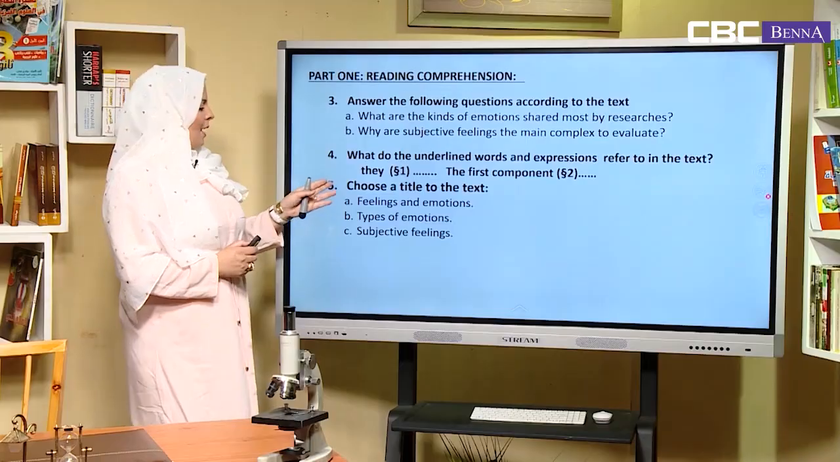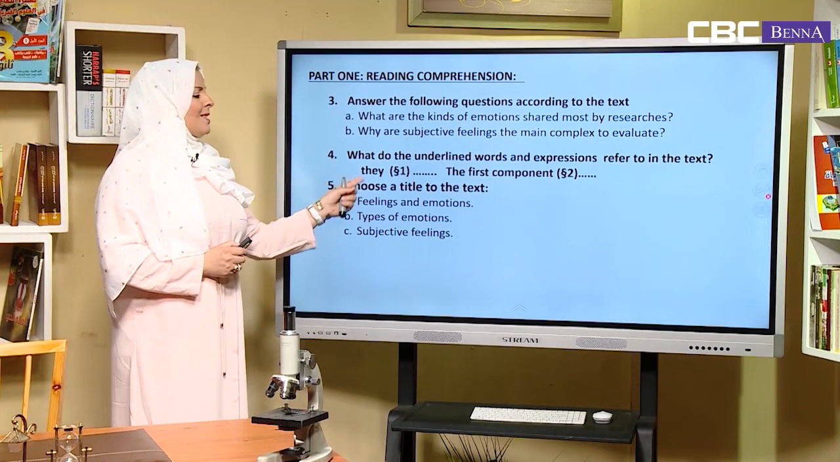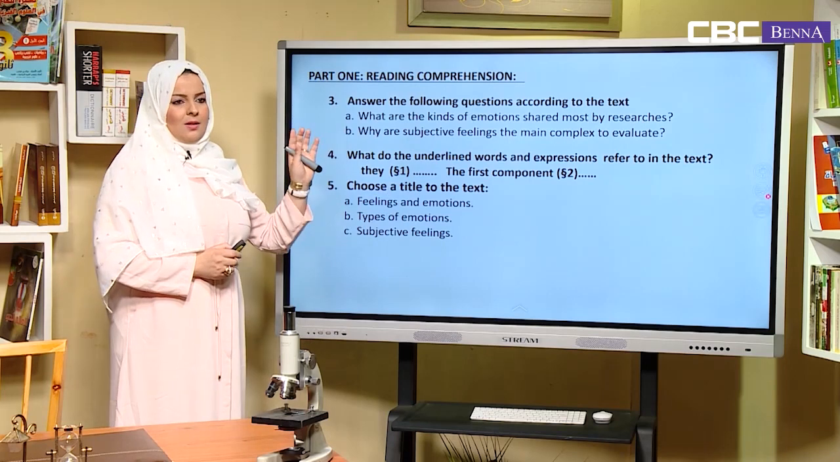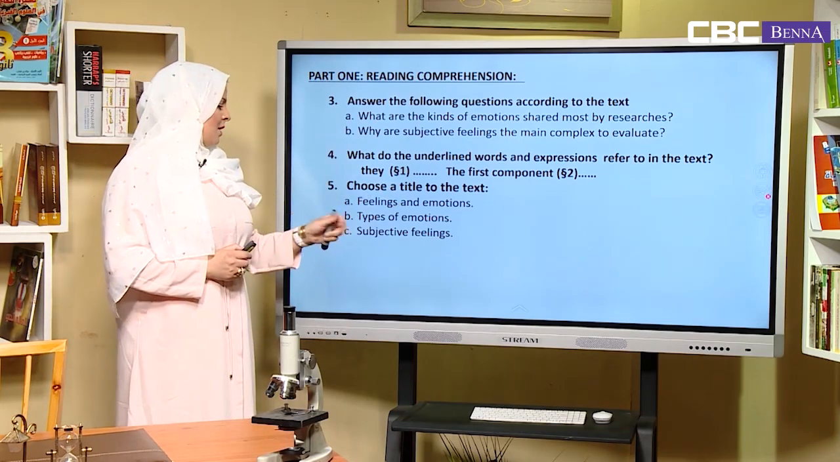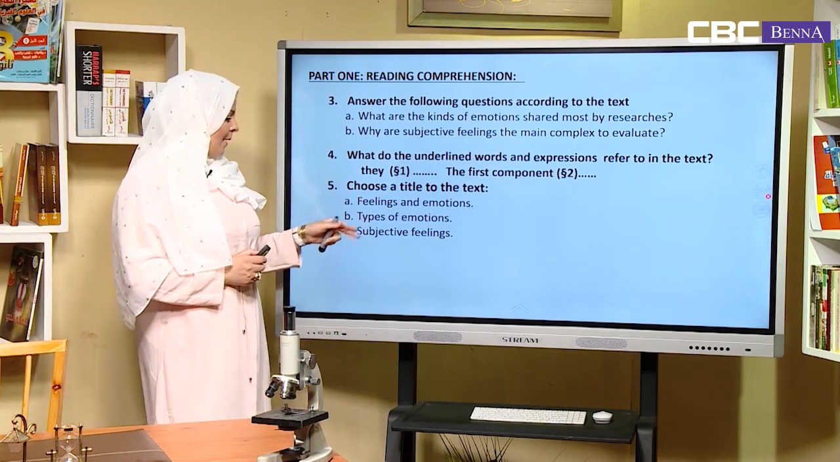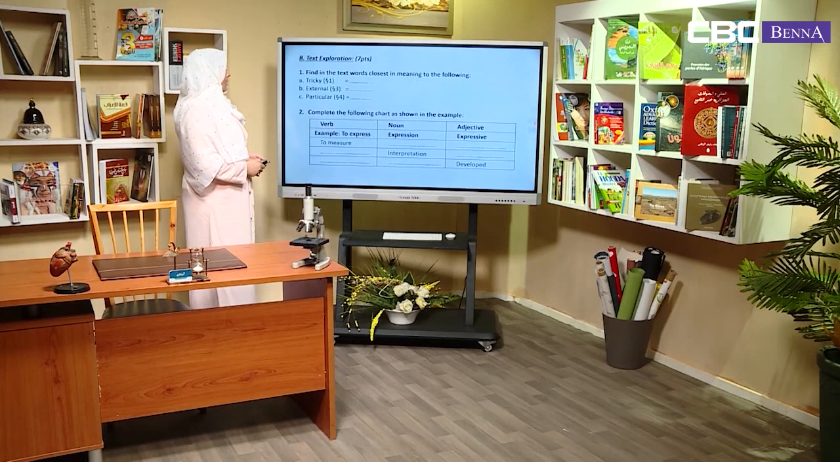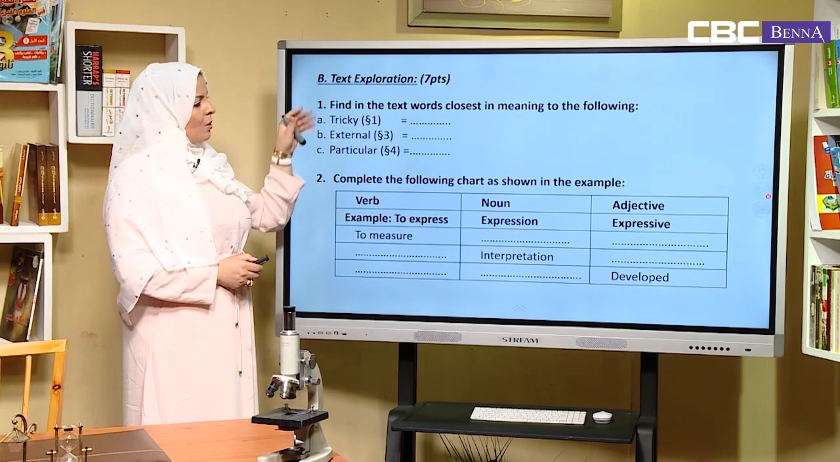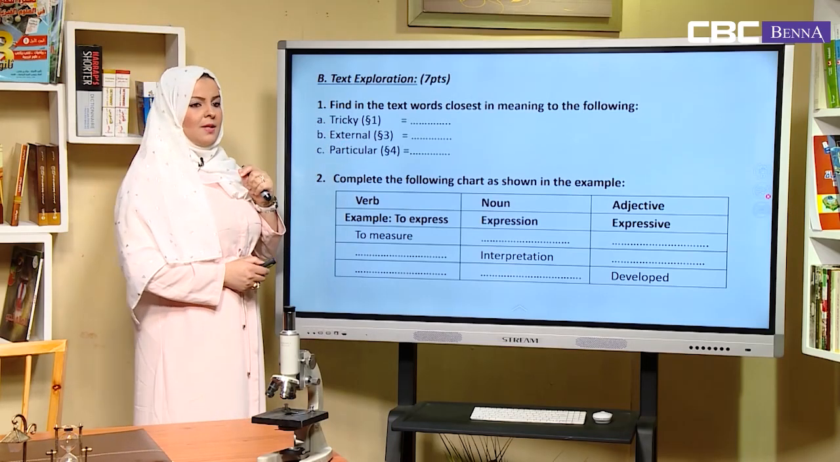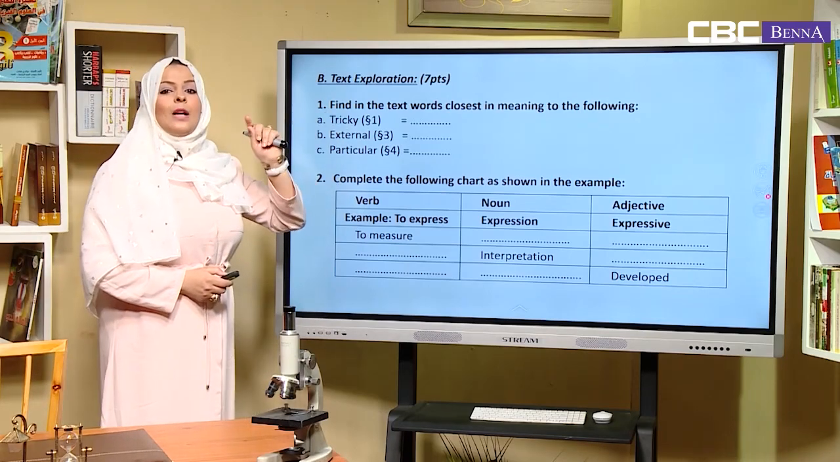So the last activity in this part, you have: choose a title to the text. Here you have 3 possibilities: feelings and emotions, types of emotions, and subjective feelings. Let's move to the second part, which is text exploration. In the text exploration, you are going to have 5 activities related to grammar. Let's start with the first, which is related to vocabulary.